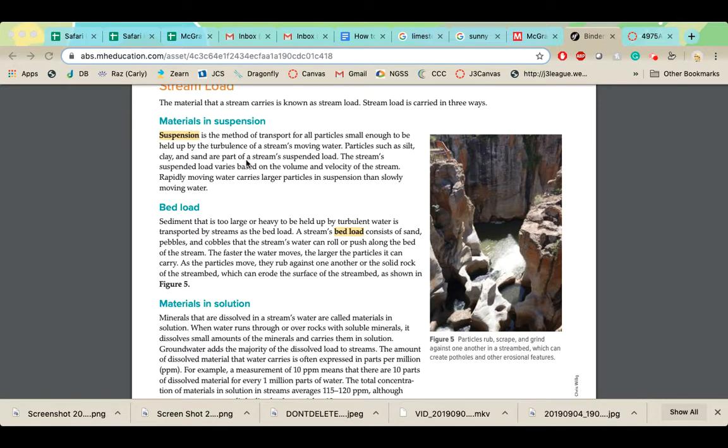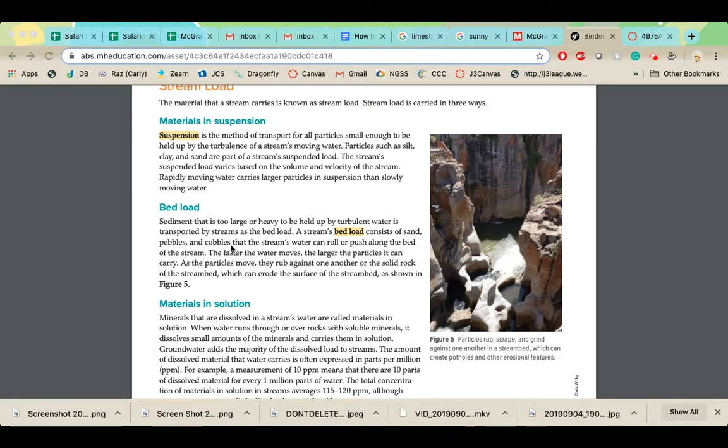A suspension is just that: it's suspending something up, like silt or clay or sand. So it's something that's floating along in the water. It would eventually sink if the water slowed down, but for now it's light enough that it's being pulled along.